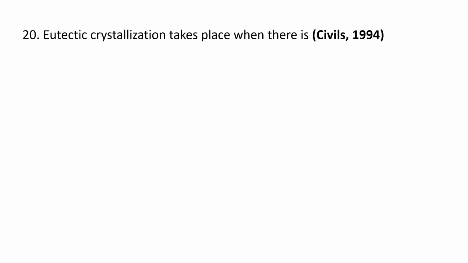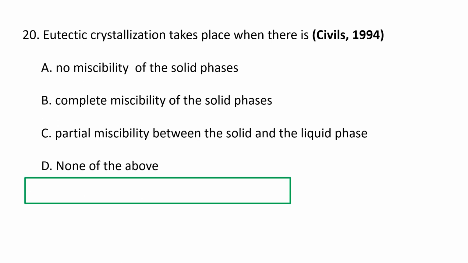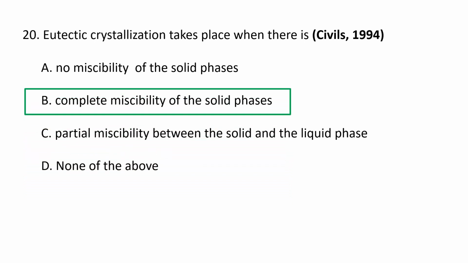Next question. Eutectic crystallization takes place when there is A. No miscibility of the solid phases. B. Complete miscibility of the solid phases. C. Partial miscibility between the solid and the liquid phase. And D. None of the above. Correct answer is B. Complete miscibility of the solid phases.